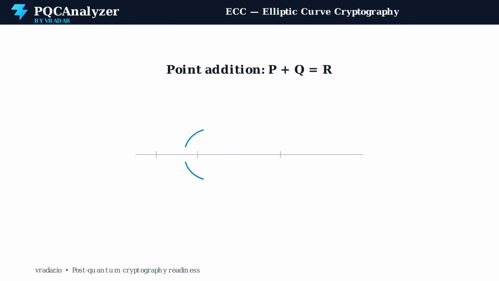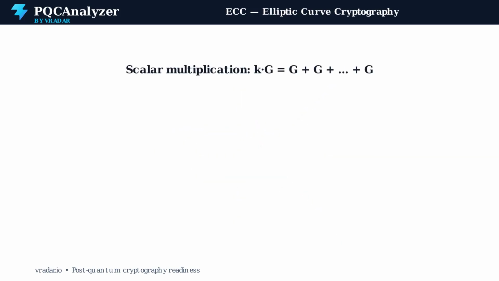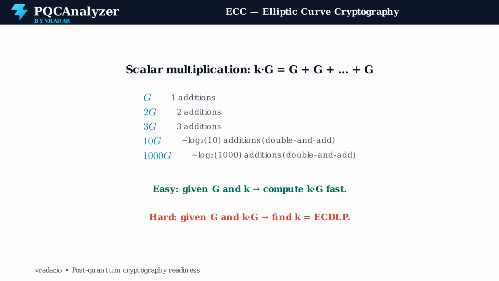Adding two points P and Q is defined geometrically. Draw a secant through P and Q, the line meets the curve at a third point. Reflect that point across the x-axis to get R, the sum P + Q. Scalar multiplication kG means adding G to itself k times. Computed efficiently with double-and-add in only about log₂ k steps.